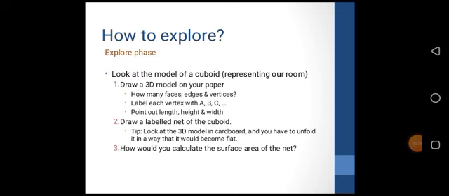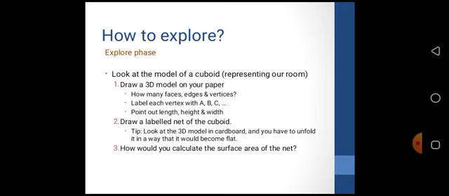How to explore. Explore phase. Look at the model of a keyboard representing our room. Draw a 3D model on your paper. How many faces, edges, and vertices? Label each vertex with A, B, C. Point out length, height, and width. Draw a labeled net of the keyboard.